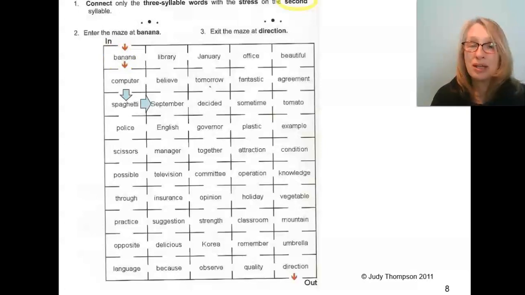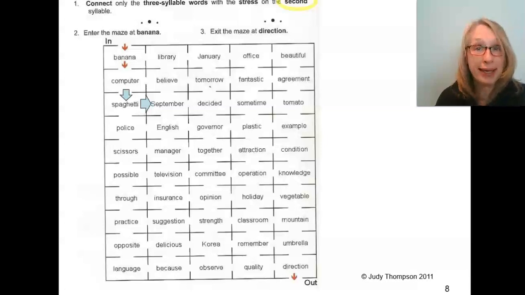So what I'd like you to do is pause the video, go through these. You can write them all down if you want. Just take a piece of paper and write down all of those words that you find that have 3 syllables and the stress is on the second syllable. So pause the video, give that a shot, and then when we come back, we'll look at them together and we'll practice saying them quickly. Got it? Okay, let's do it together.